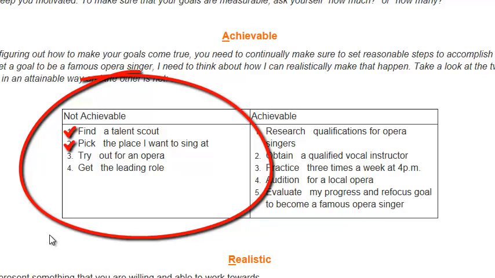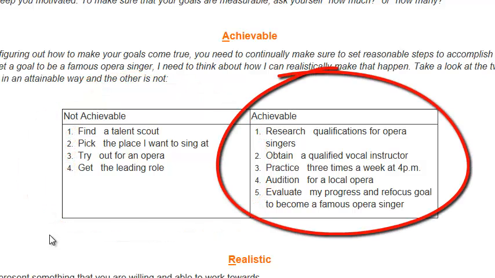Pick the place I want to sing at. Well, that would be a good end goal for a place that I would want to be. Try out for an opera. Well, I could, but I might be disappointed if I don't put in work first. And then number 4 is get the leading role. That would be very hard to do with no experience. So let's take a look then at the achievable way to do it.